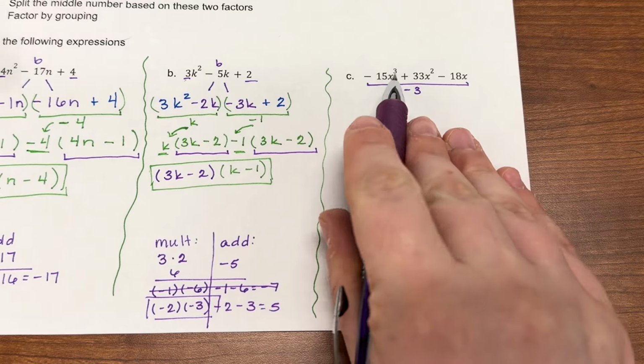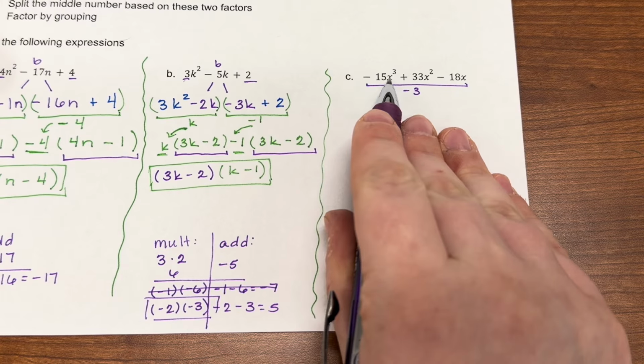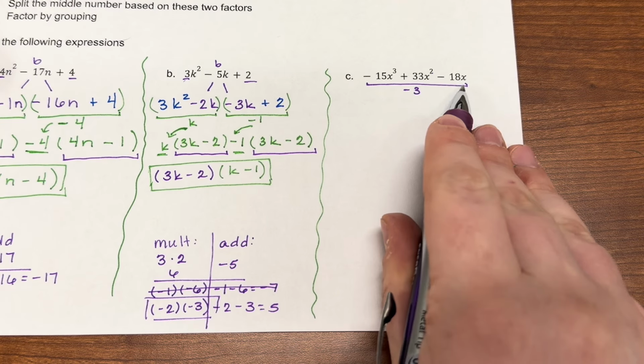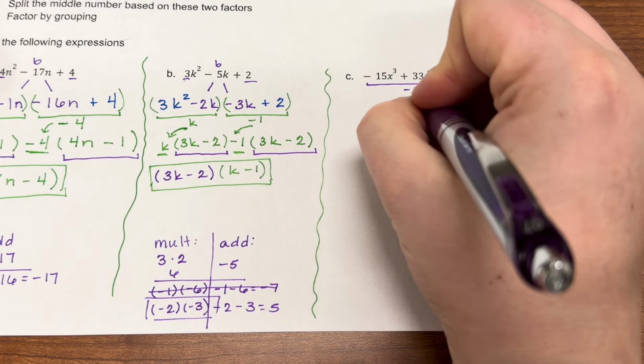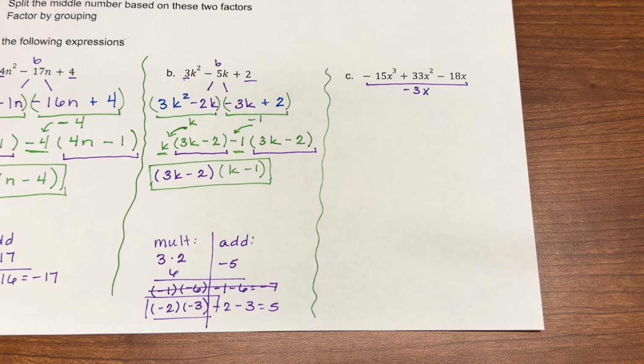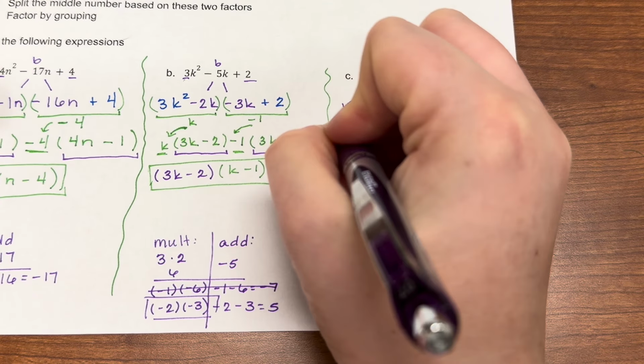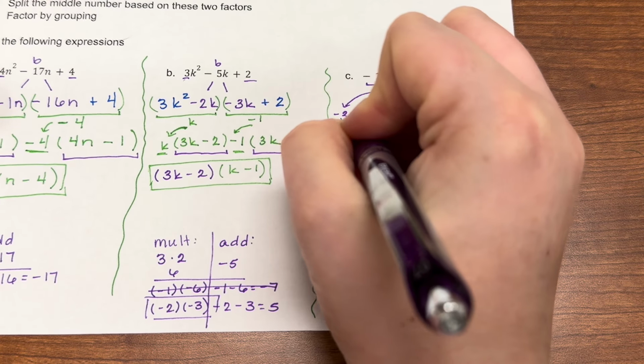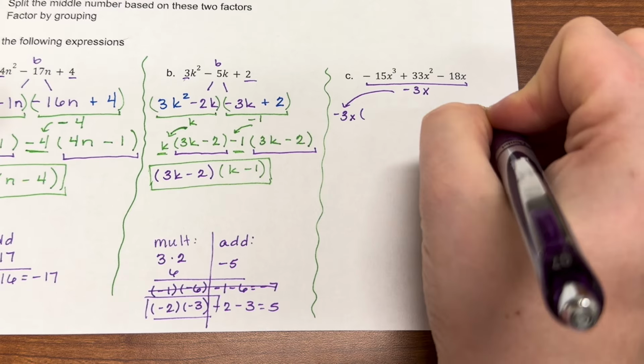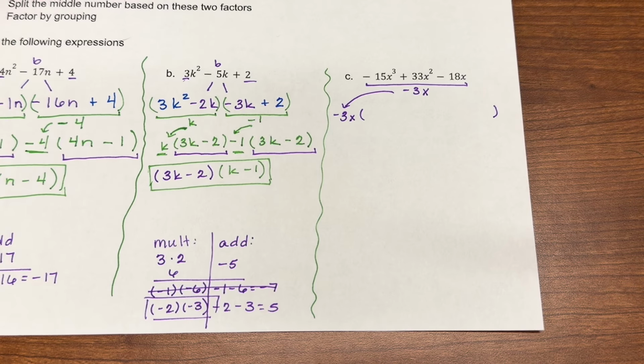And now when I'm looking at the variable portion, I see we have an x cubed, an x squared, and an x. So I can pull out one of those x's. So let's write that out in front, that -3x, and then let's see what we're left behind with.